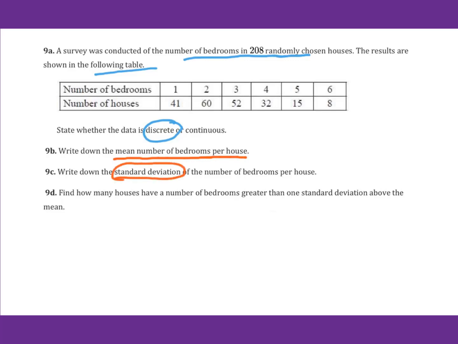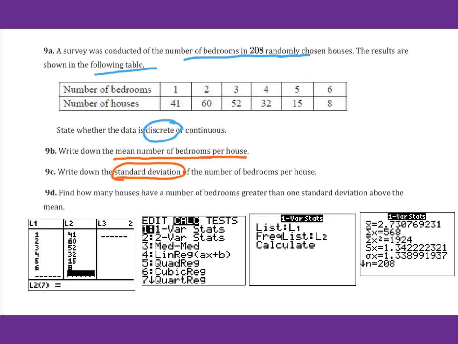Then for 9B, write down the mean number of bedrooms per house. Since we are looking for the standard deviation, we just use a calculator to show the answer for standard deviation and also the mean. You put the data into L1, L2. Remember, since we are looking for per house, we put the L2 for the frequency. Then you go to Stat Calculate. Remember, this is a one variable statistics. For the frequency list will be L2. Then calculate. They give you the mean that is 2.73. Remember 3 significant digits. And standard deviation is this one, 1.34.